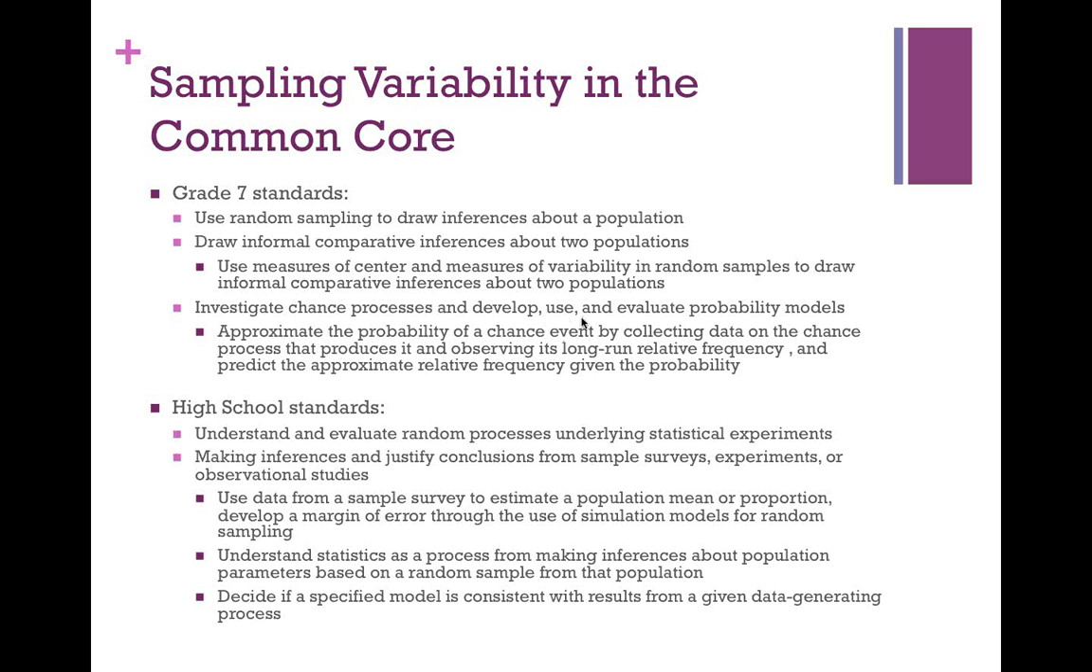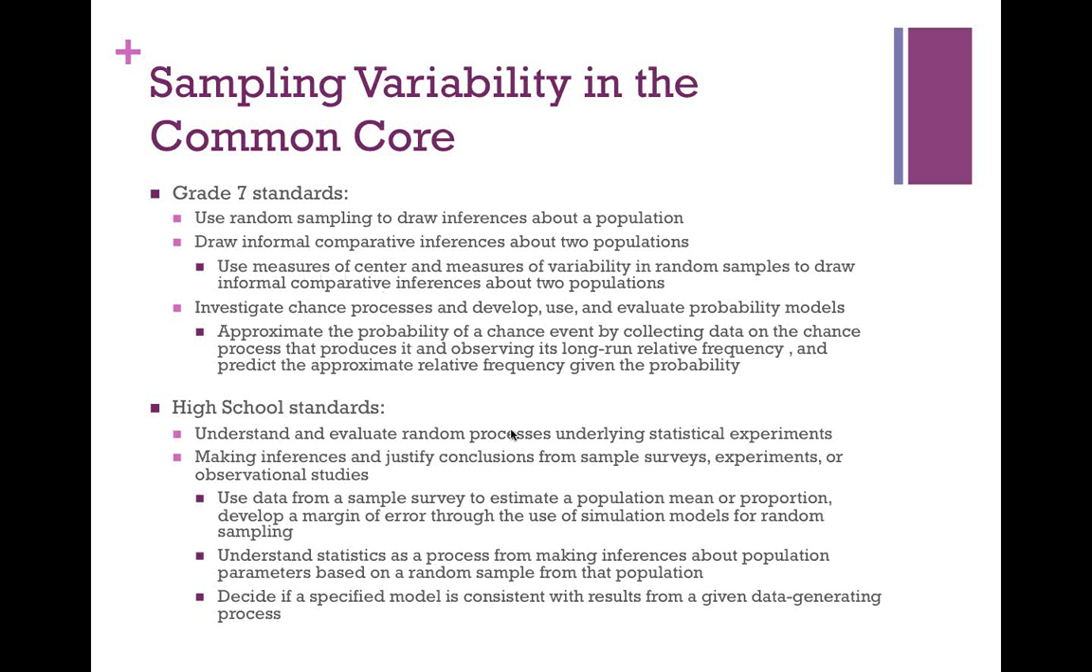And a third standard in grade 7 is investigate chance processes and develop, use, and evaluate probability models. A sub-bullet for that is to approximate the probability of a chance event by collecting data on the chance process that produces it and observing its long-run relative frequency. So all these three standards and their sub-bullets to some degree contain this concept of sampling variability, sampling distribution, sort of in the background.